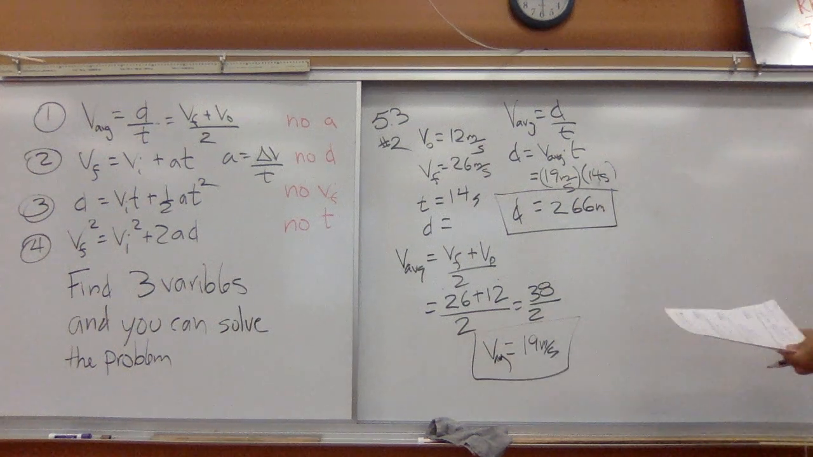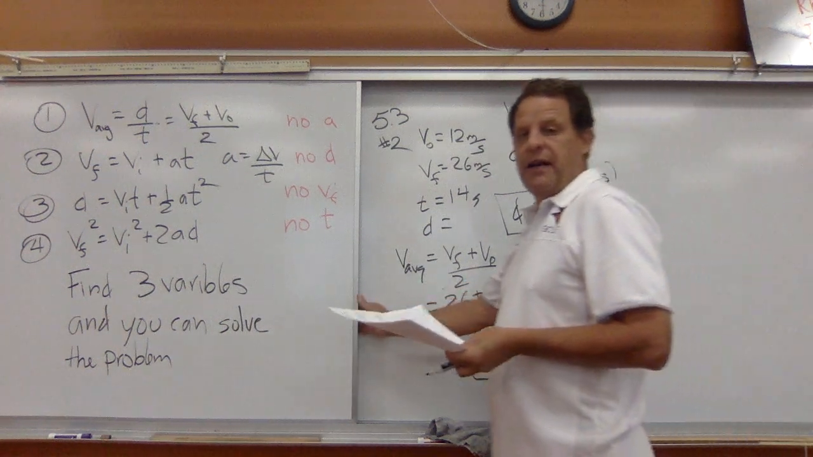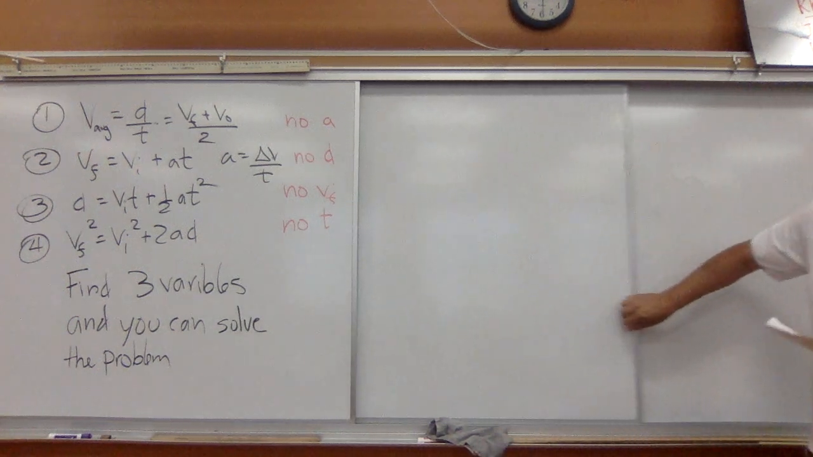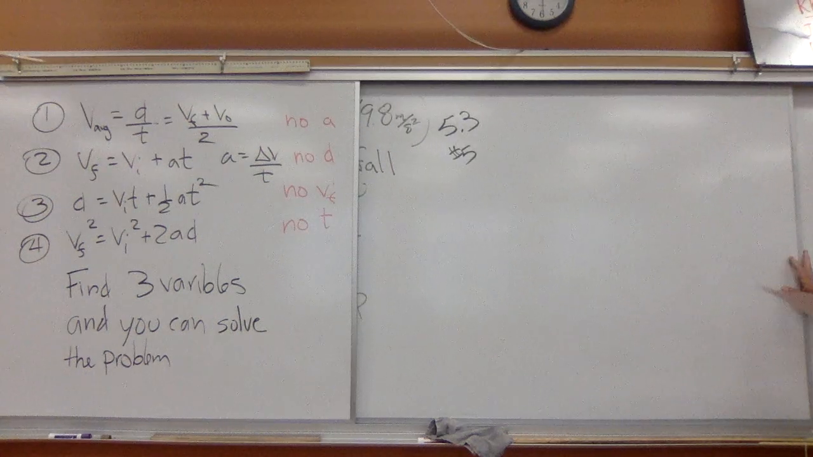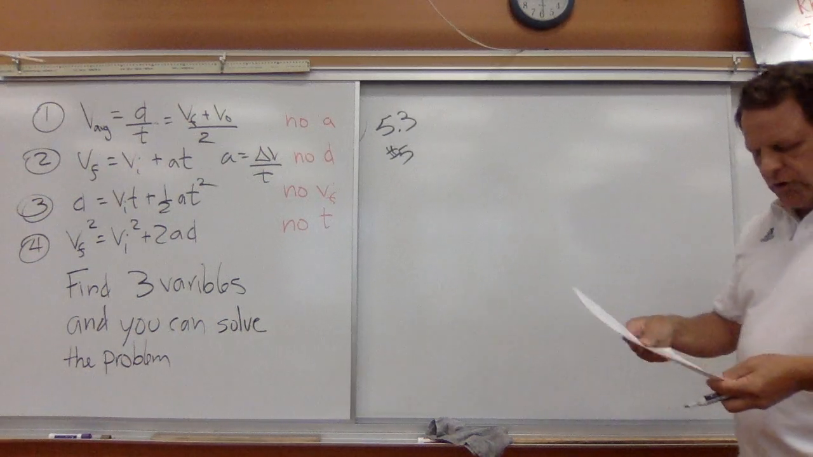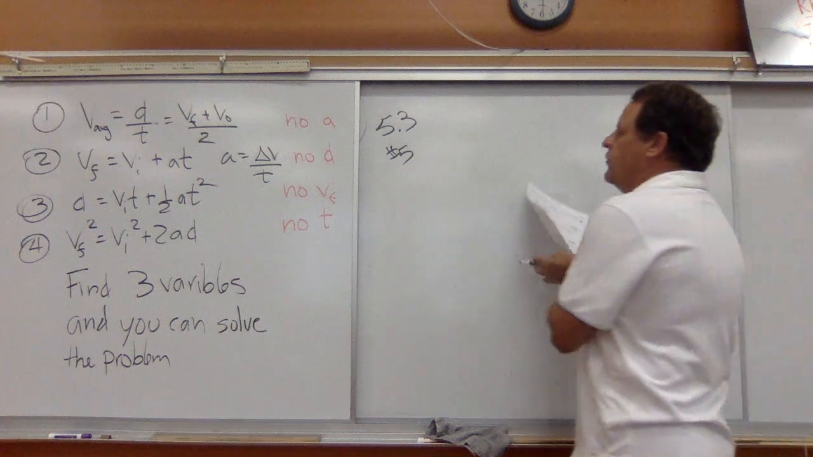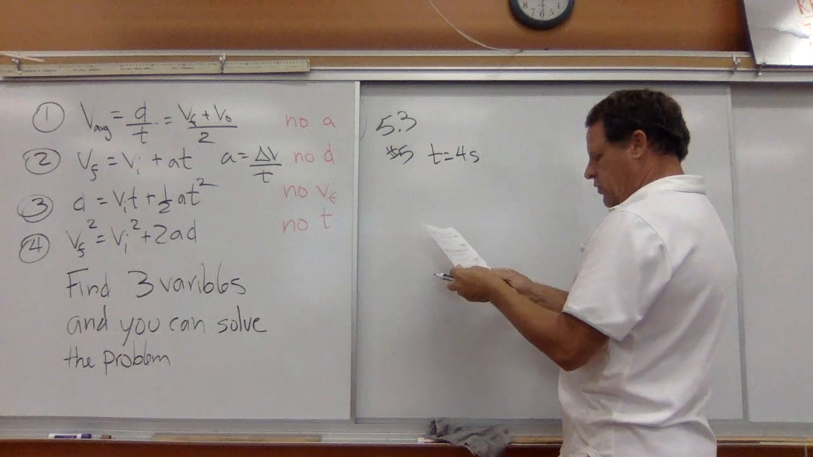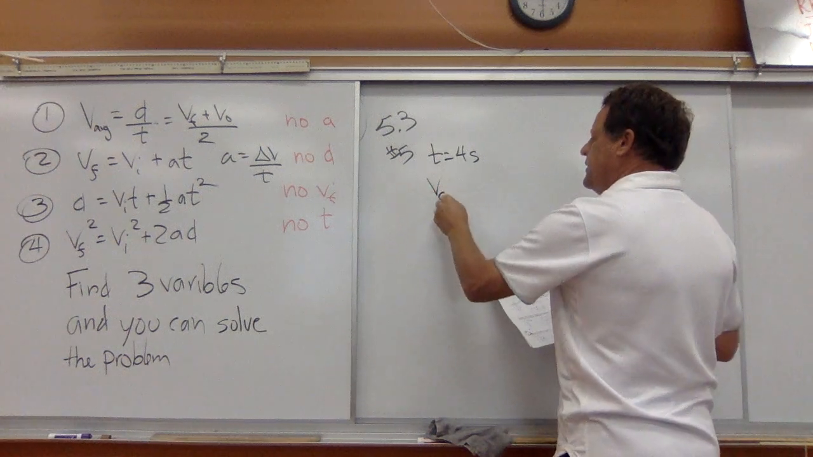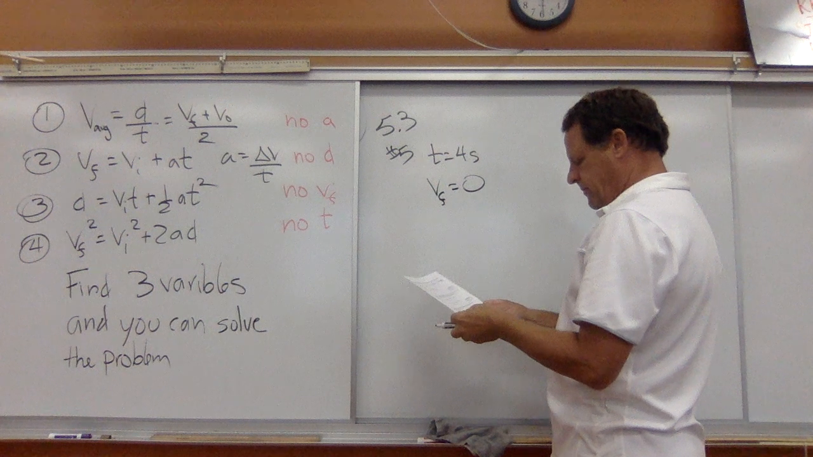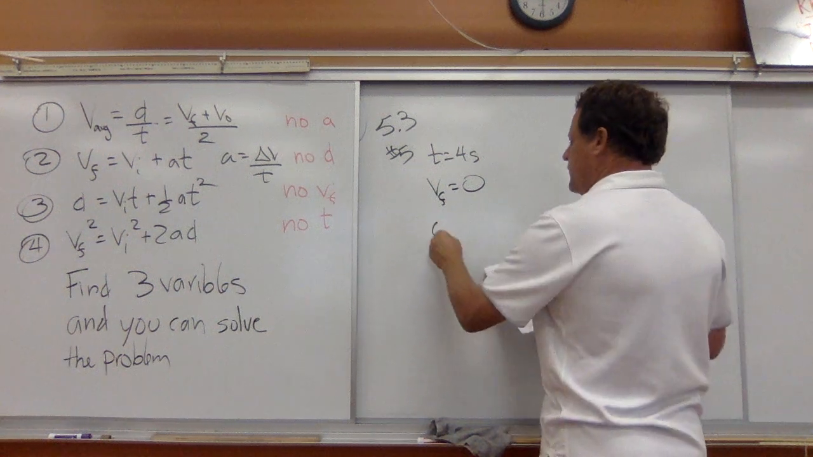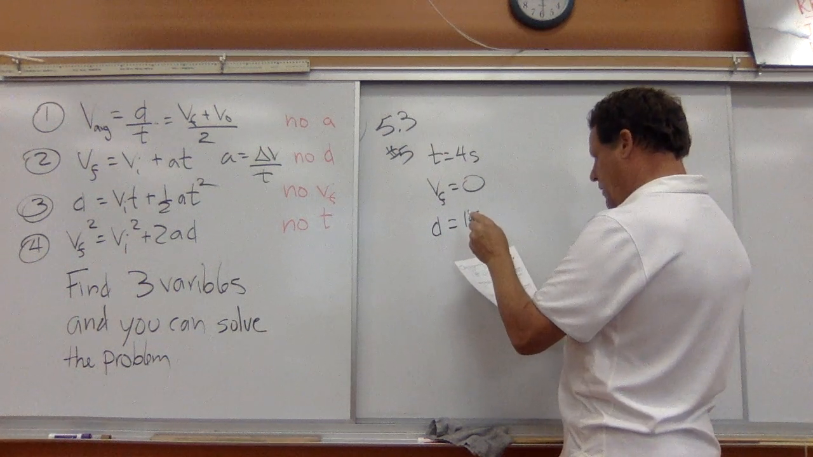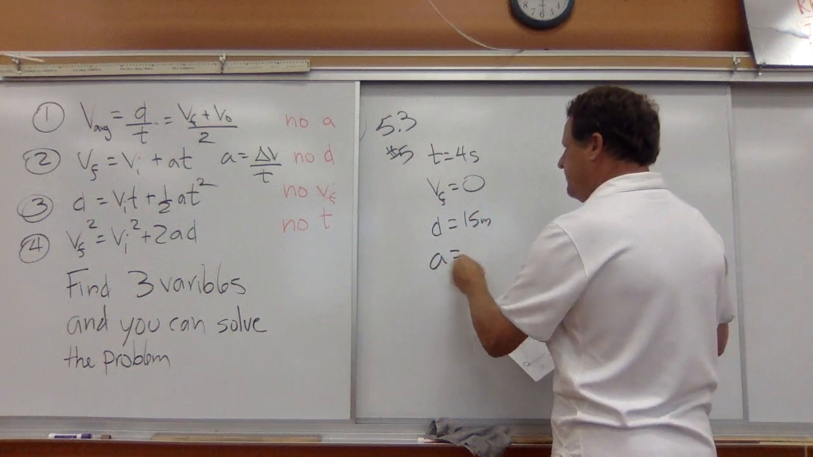Now the next one we're going to go to is 5.3 number 5. Now 5.3 number 5 is kind of the same thing in reverse. It takes a car 4 seconds to come to a final velocity of 0. And if the displacement was 15 meters, what was the car's acceleration?